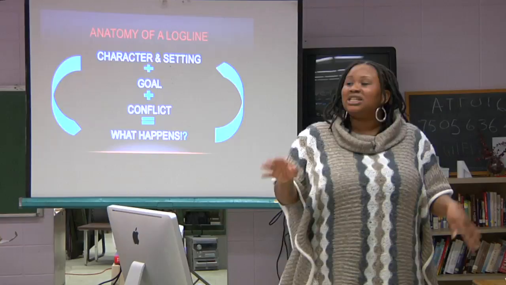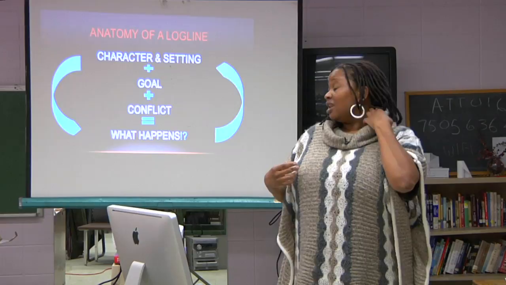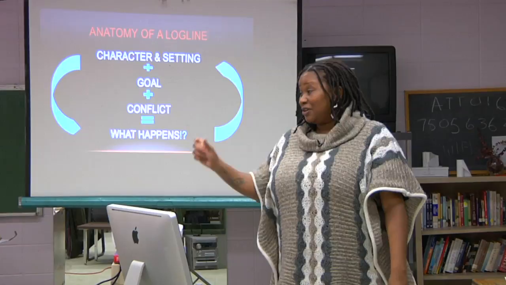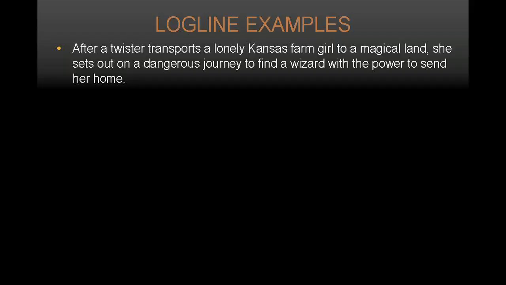However, log lines need to be short, but you can still reveal information. You can tell me what happens at the very end of that sentence. If we go back: after a twister transports a lonely Kansas farm girl to a magical land, she sets out on a journey to find a wizard with the power to send her home, and then she dies. So very quickly, you can wrap that up. You can tell me what happens. Oh, okay.